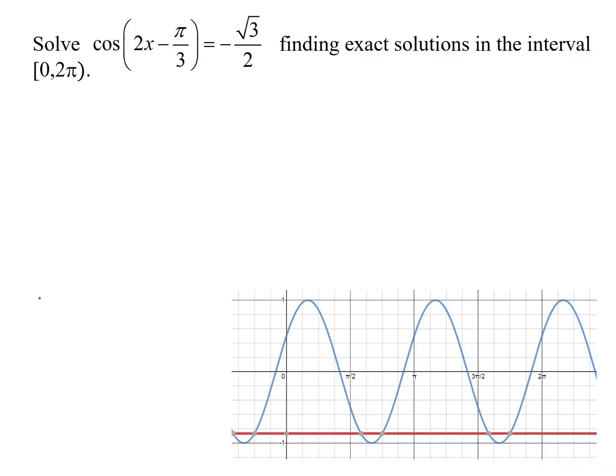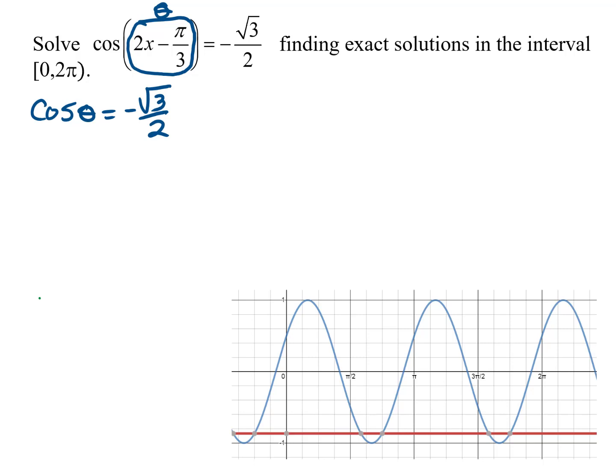Solve cosine of the quantity 2x minus pi thirds equals negative square root 3 over 2, finding exact solutions in the interval from 0 to 2 pi. All right, the first thing I'm going to do is take this stuff that's in the parentheses and just call that theta. So I have cosine of theta equals negative square root 3 over 2.